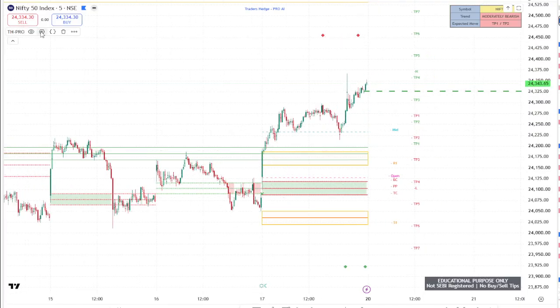Okay, so as I said, when you add the indicator, by default it goes into analysis mode.